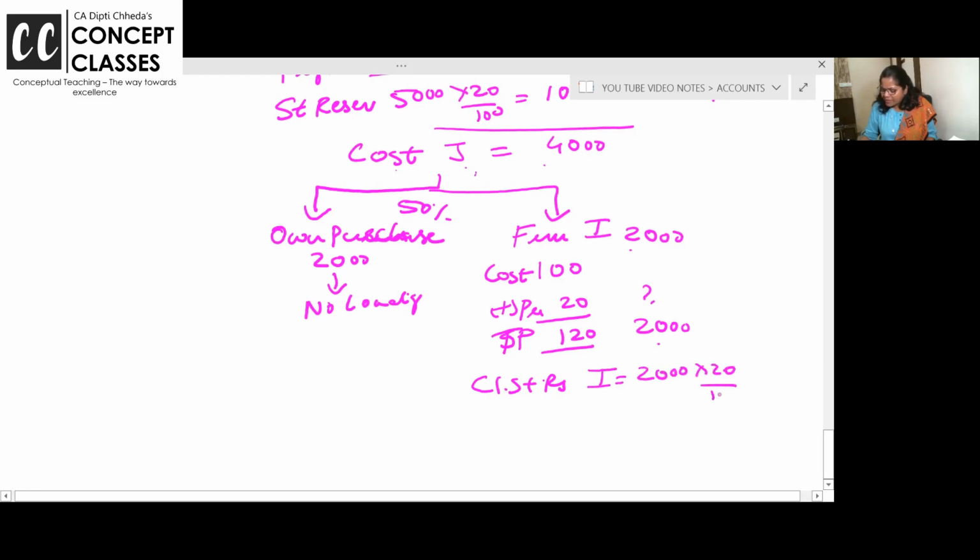2,000 into 20 by 120. I'll give you a ramp diagram at the end, which will make this whole story clear. But for now, you write. 2,000 into 20 by 120, 333.